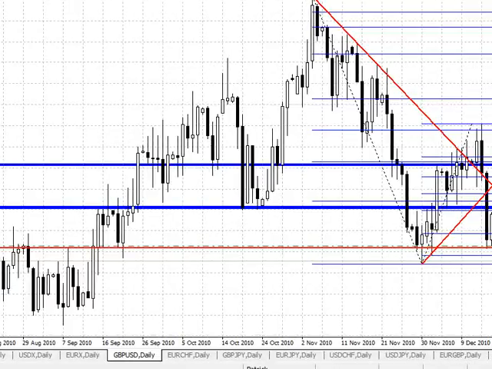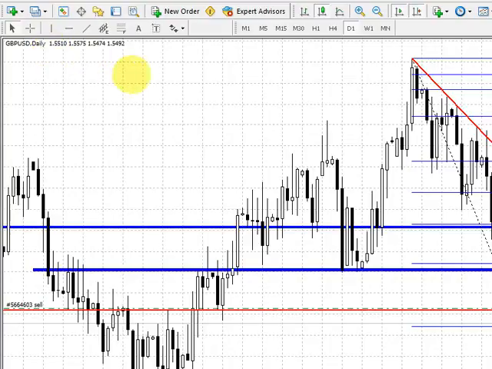Hello, today is the 20th of December 2010. This is firststepsinforex.com. Today we're looking at the pound dollar daily chart.